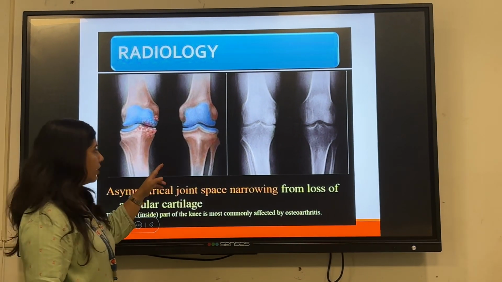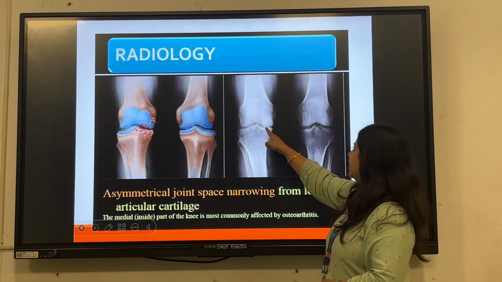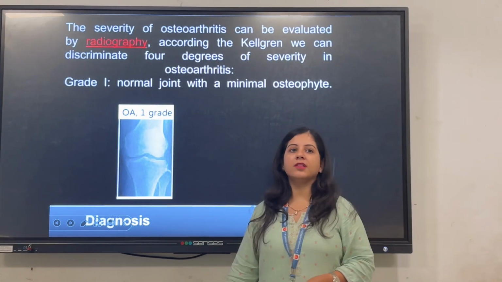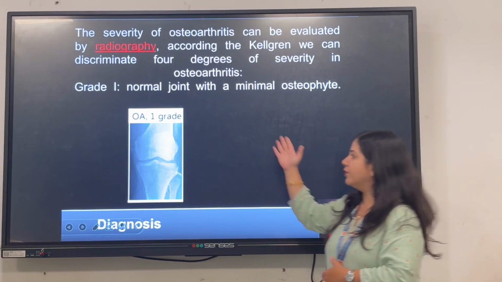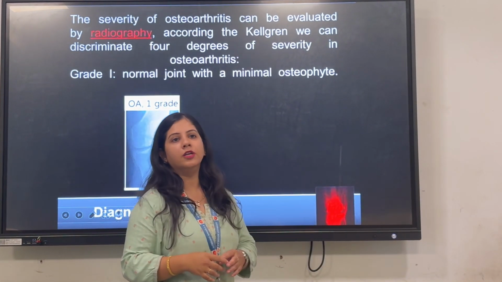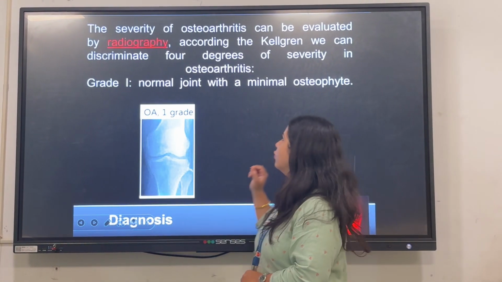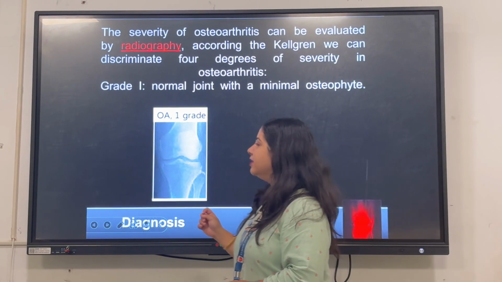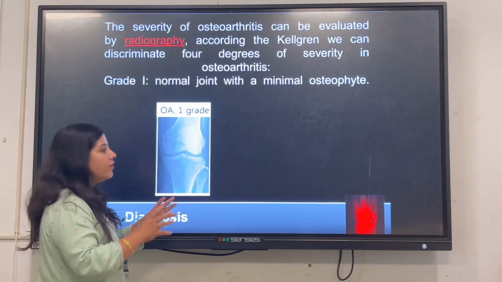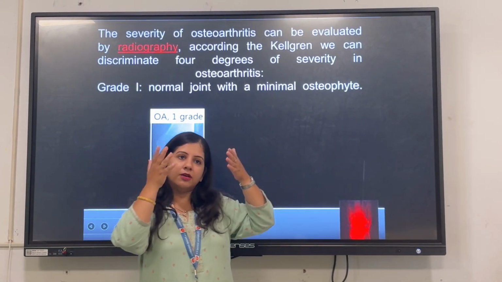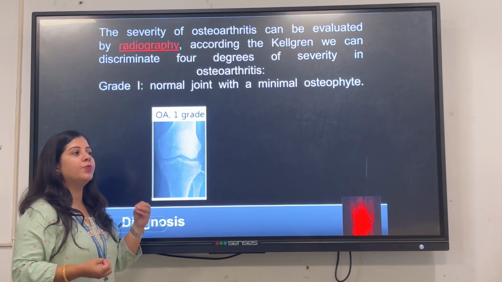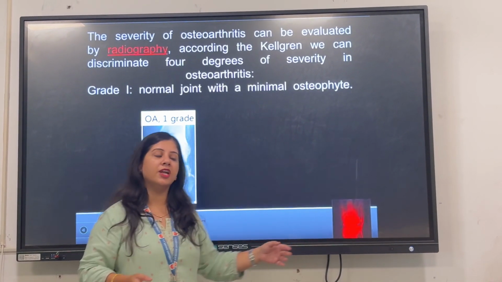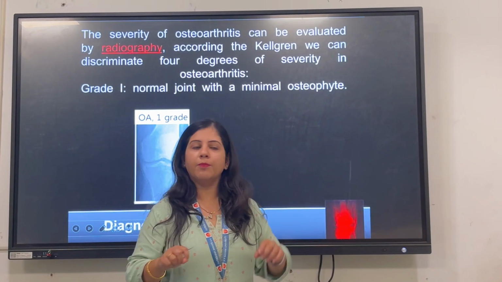So as you can see, the X-ray will show narrowing of the joint spaces. Now, radiologically when we see, OA is divided into 4 grades, known as the Kellgren and Lawrence grading system. We also call it the KL grading system. Why do we want to differentiate how much OA there is, whether it is at the start or the end? OA is OA, right? But why do we want to grade it? Because your treatment will depend upon the grades.